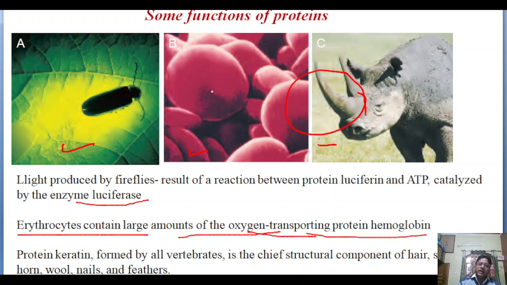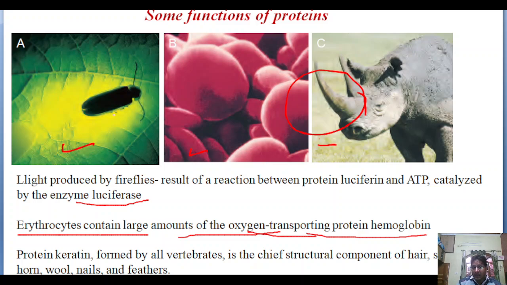So by seeing this picture, we can say that these proteins have widely diverse functions in the body. They are involved in light production, in metabolic reactions, in the transportation of biomolecules, and as structural proteins. So they have very diverse functions, and amazingly, all these proteins are made up of the same 20 amino acids.